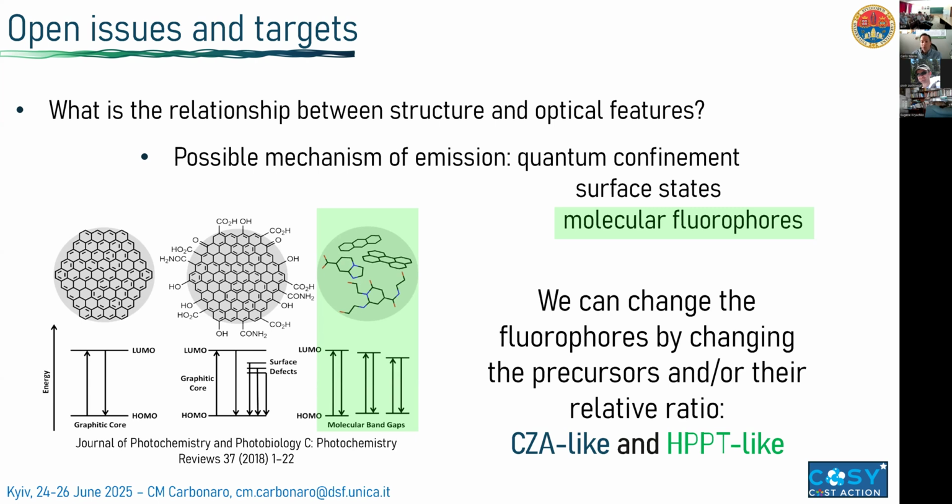And of course, what we have to understand is how these molecular fluorophores are bonded to the surface or are embedded within the carbon network of our system. So the idea is that the optical features that we get are related to these molecules. So we need to investigate these properties both from the experimental point of view and the computational point of view.